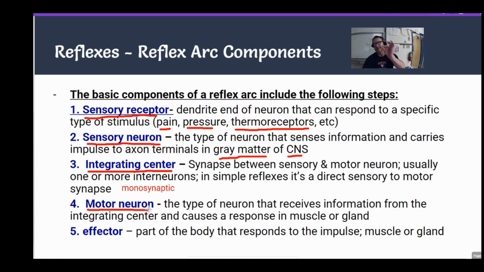The efferent neuron is going to take the signal from the central nervous system, from the spinal cord, and send that information to a muscle or gland. That's the effector. So that's the part of the body that's going to respond to the stimulus. So if you touch something hot, it's going to go afferent neuron to your spinal cord, interneuron, motor neuron, which is going to cause the response in my muscle to pull my hand away. So that is your reflex arc components.